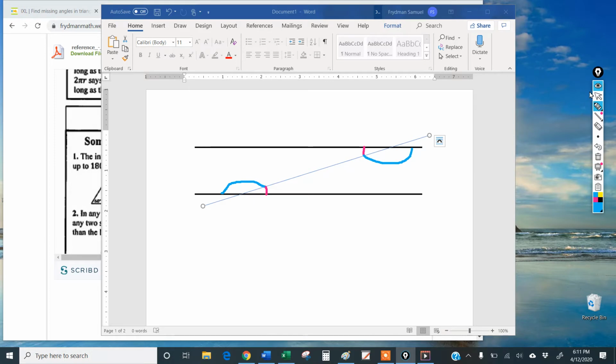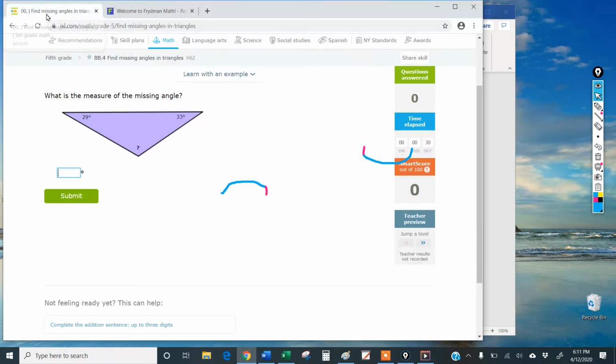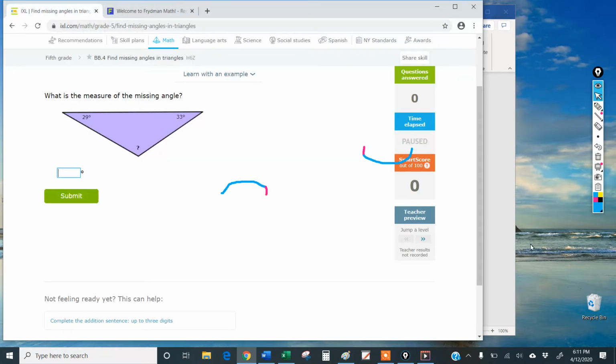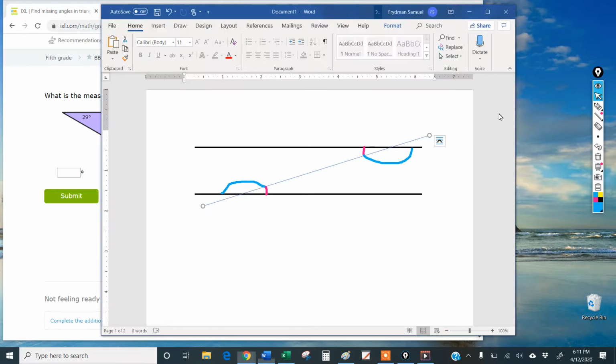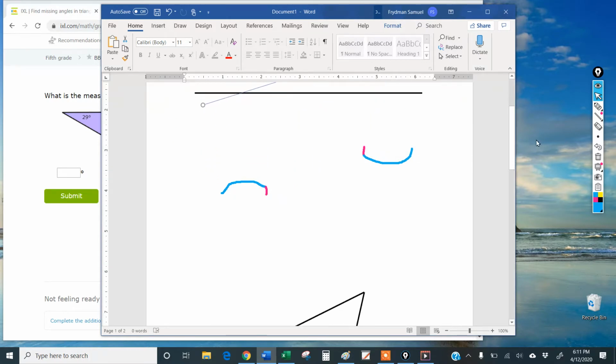Now, the IXL exercise that we're going to do is about triangles. What the heck did all of that have to do with triangles? Well, we're going to need this idea of alternate angles being equal to each other to prove that the angles of a triangle always add up to 180 degrees.